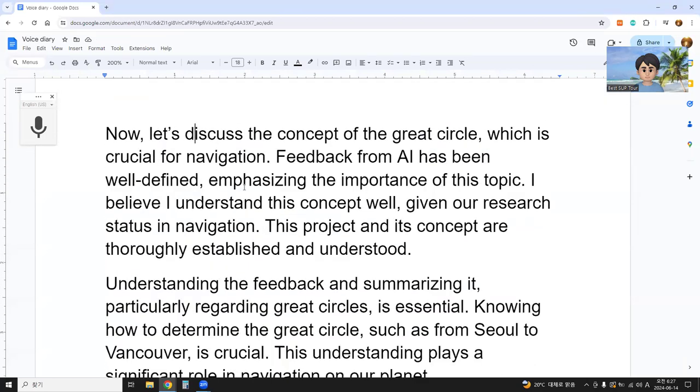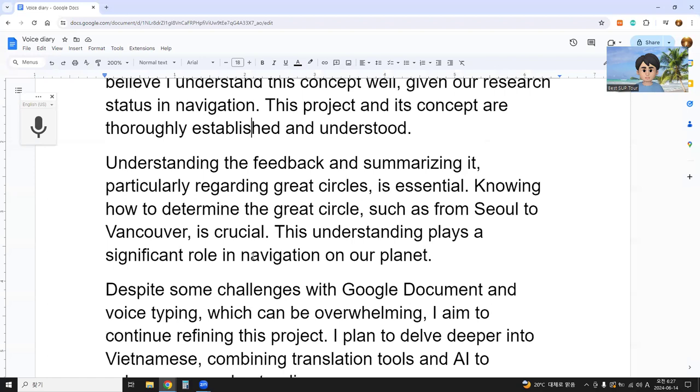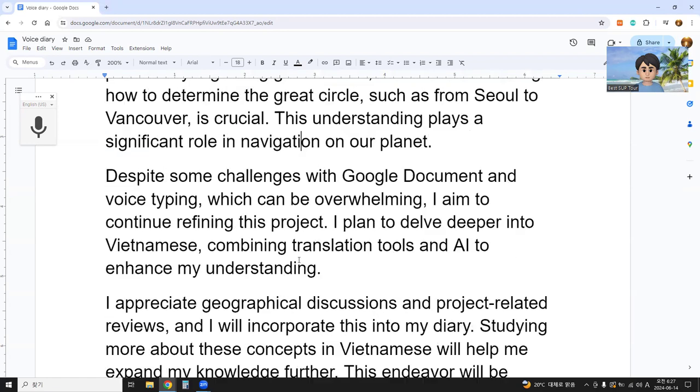Now let's discuss the concept of the great circle, which is crucial for navigation. Feedback from AI has been well defined, emphasizing the importance of this topic. I believe I understand this concept well. Even our research says that in navigation, this project and its concept are thoroughly established and understood. Understanding the feedback and summarizing it, particularly regarding the great circle, is essential. Knowing how to determine the great circle, such as from Seoul to Vancouver, is crucial. This understanding plays a significant role in navigation on our planet.